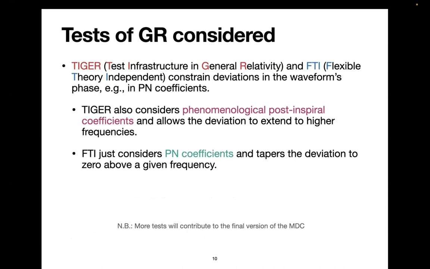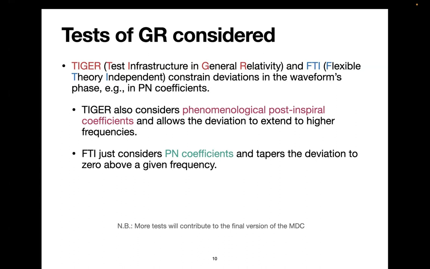And so, these are potential coefficient parameters because of how they are constructed. So with TIGER, if you modify a potential coefficient, it also lets the modification extend into the post-inspiral, and TIGER also has less modification to post-inspiral coefficients. So we'll get a new version based on XP. And then FTI just goes to PN coefficients, it tapers things away. But it has now been extended so that it goes all the way to the peak of the waveform.